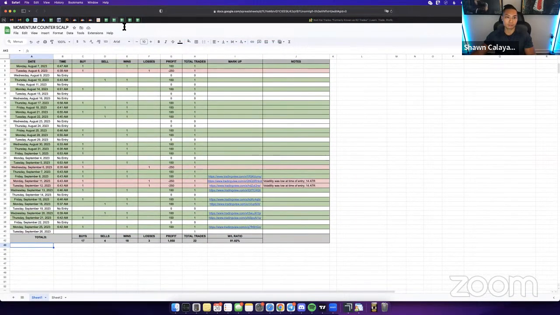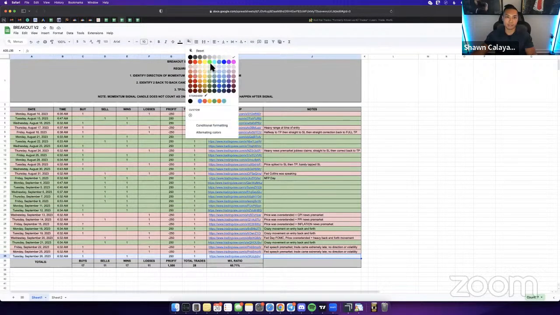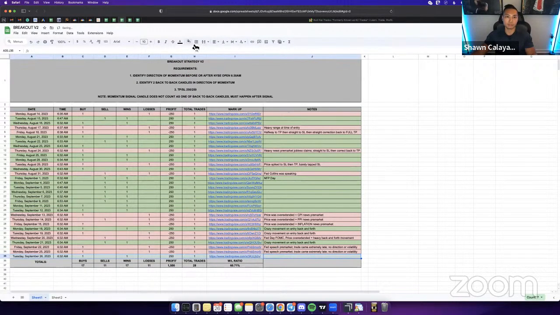So here's a breakout V2. This was a win. Entry happened about 6:30 D2. Buy, win, full TP 250. I mean, it's a pretty solid move. So the win rate is now back up to 60%. Pretty solid.